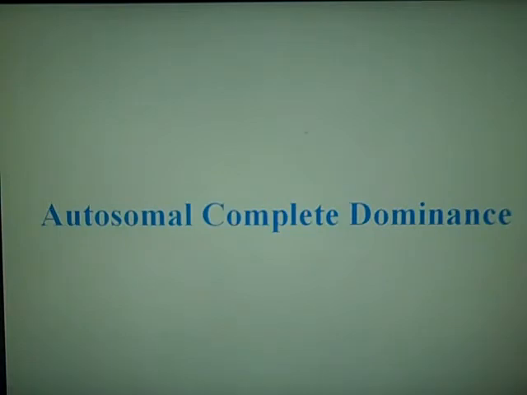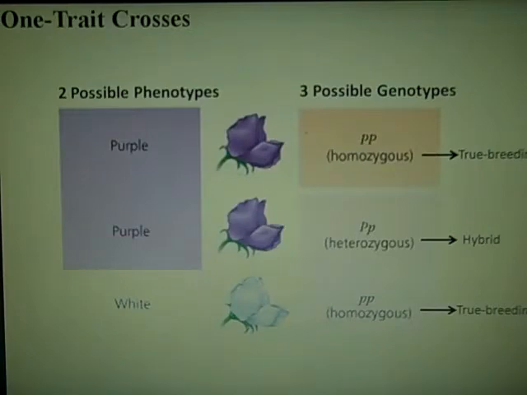So let's start with autosomal complete dominance. Here we're dealing with chromosomes 1 through 22, and simple alleles that are either completely dominant or completely recessive. One of the crosses we looked at was purple flowers versus white flowers. We've got one trait, the trait of flower color, and if we cross these, there's two possible phenotypes. You can either get a purple phenotype or a white phenotype. There's three possible genotypes. You could have homozygous dominant, also known as true breeding, heterozygous dominant, also known as hybrid, and homozygous recessive, also known as true breeding.